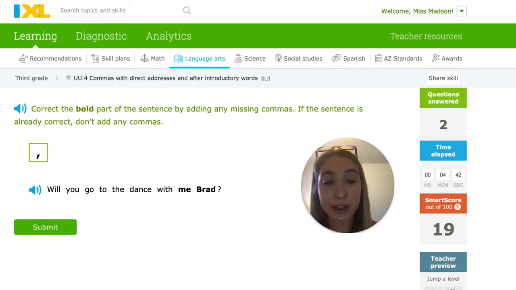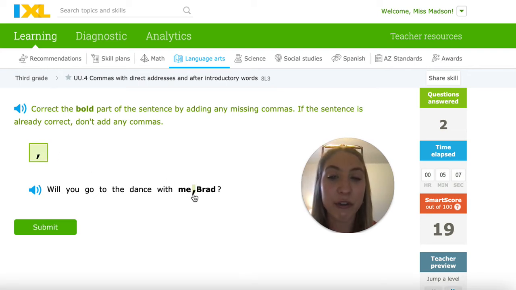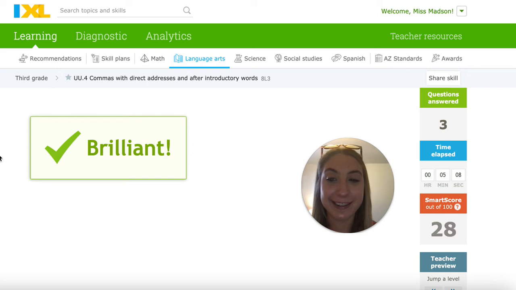All right, so another example would be, will you go to the dance with me, Brad? In this sentence, we're directly asking Brad. That's who we're asking. So since it is at the end of the sentence and it's a direct address, because we're talking specifically to Brad, we're going to add a comma. But how many do we add? Because Brad is at the end of the sentence, so we're only going to add one right before Brad.